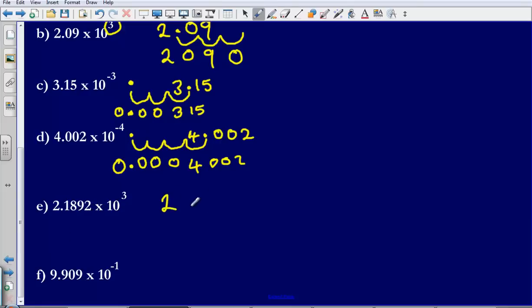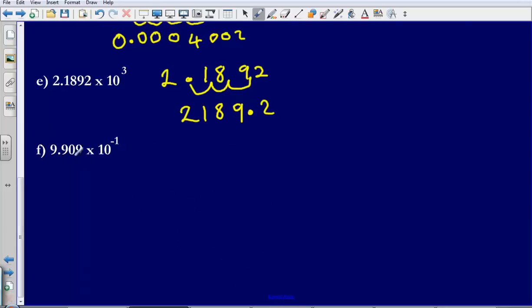Okay, last two. We've got 2.1892 times 10 to the power of 3. So again, I'll just write out the number, 2.1892. And now I'm going to be moving this decimal point by 3 places, 1, 2, 3, and so I get an answer of 2189. Now my decimal point is going to go after that 9, so it's 2189.2.